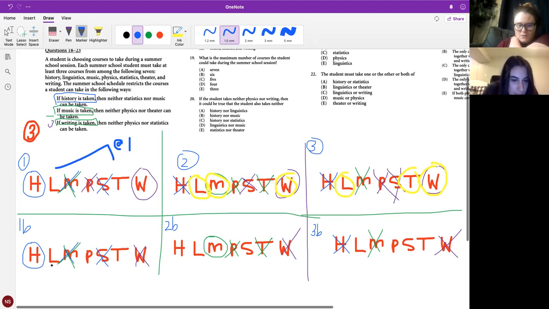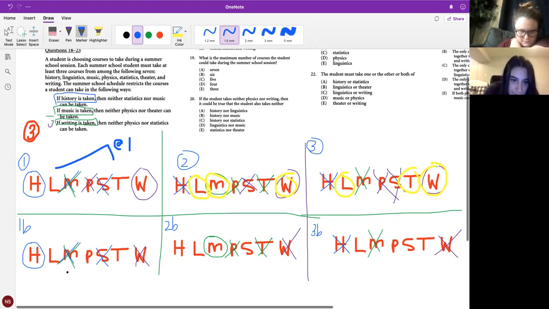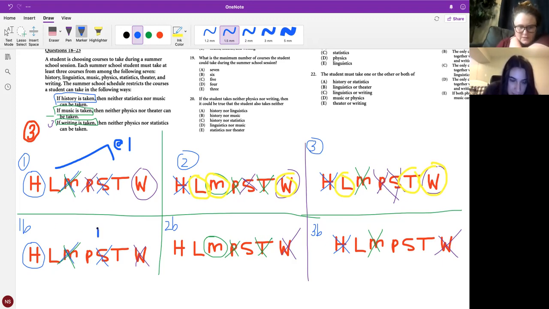All right, and then what about down? In our 1B, 2B, and 3B, can we figure anything else out? I mean, H has to go, but P, T, and L we don't know. So in this one, I'm thinking we need at least 2 more. Could have more, but at least 2.